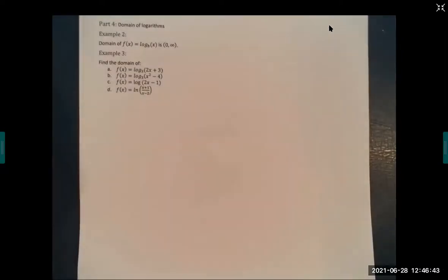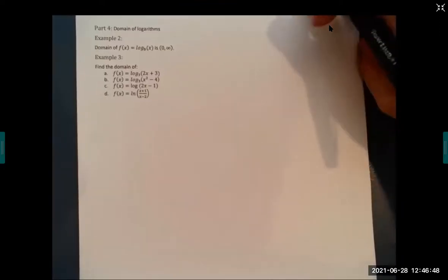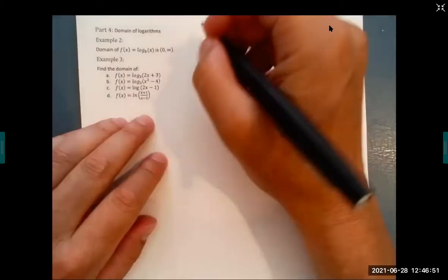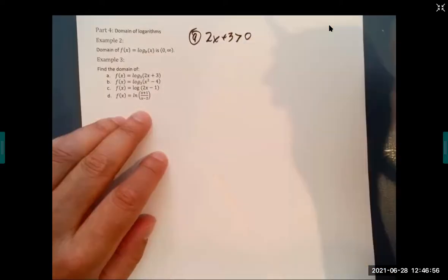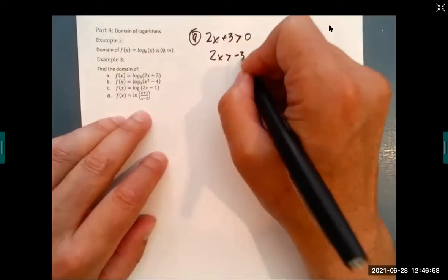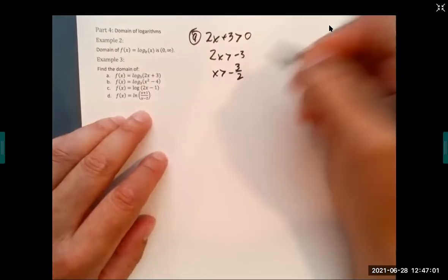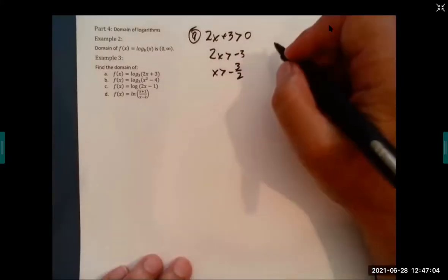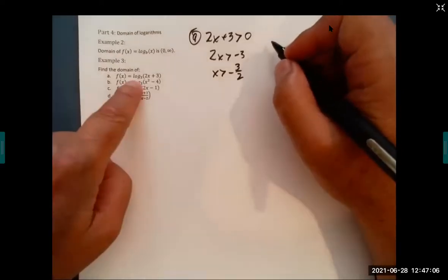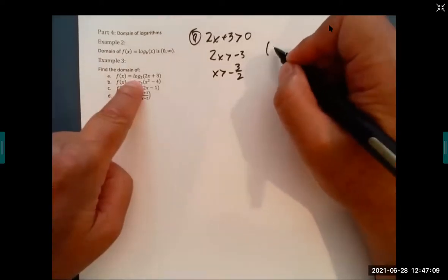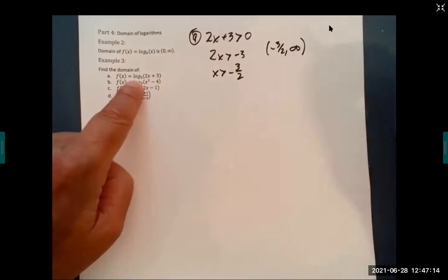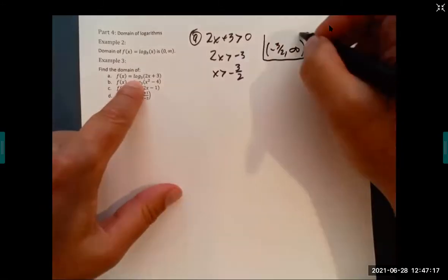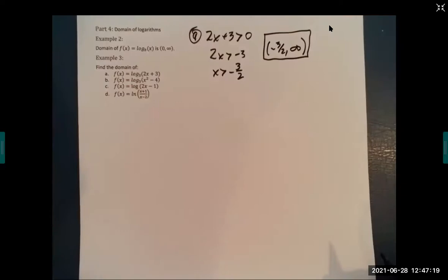So let's do these. Basically, what we're going to say about this is that 2x plus 3 has to be strictly larger than 0. So x has to be bigger than negative 3/2. So the domain for this particular function is going to be negative 3/2 to infinity. Part B.